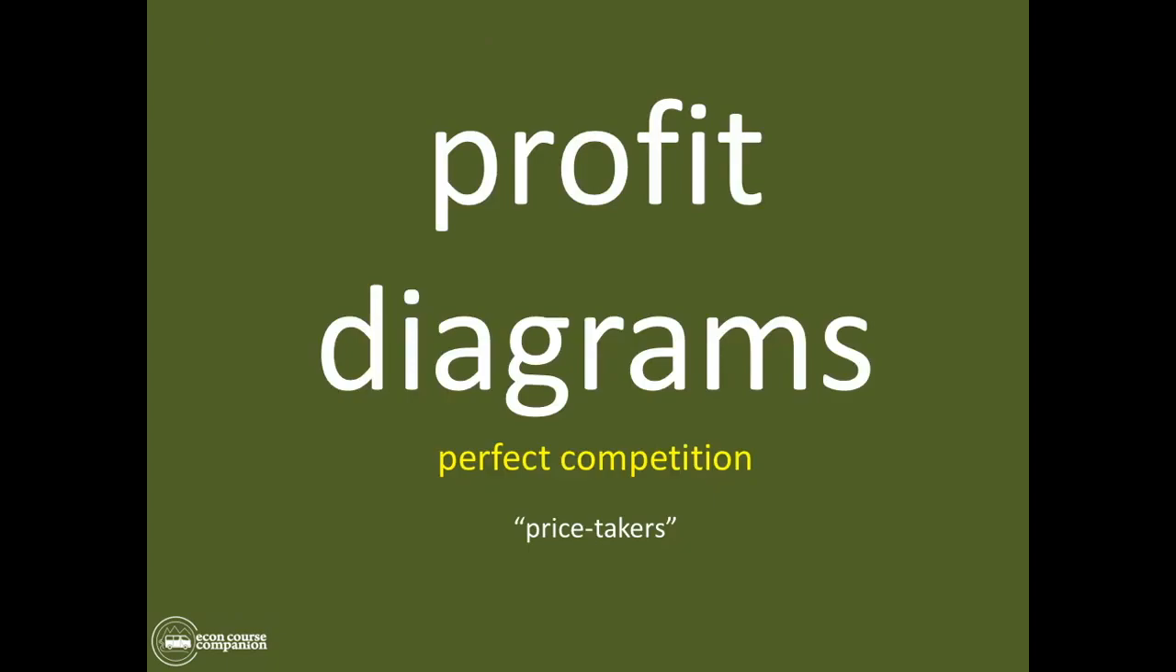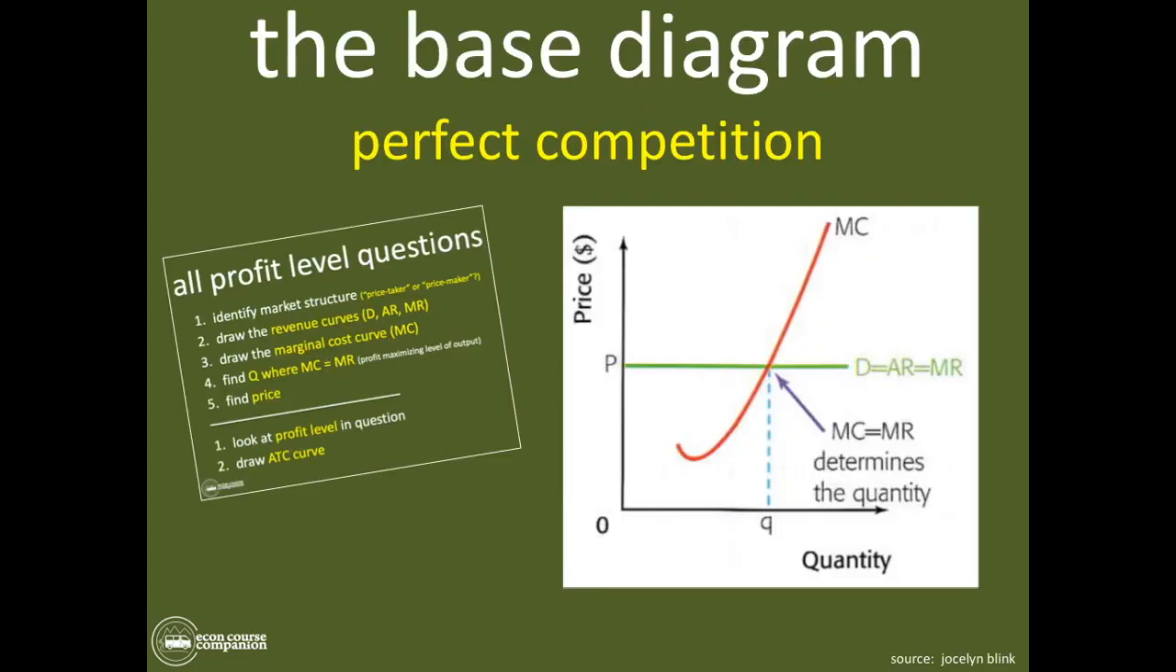All right, so the profit diagrams for perfect competition, they are the price takers, and because they have to take a price from the industry, from a force outside of themselves, their demand curve is going to look a little bit different. So the base diagram for all profit diagrams in perfect competition is going to look like this.